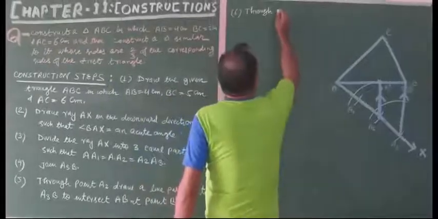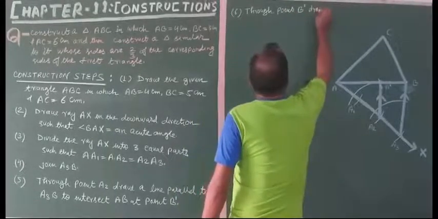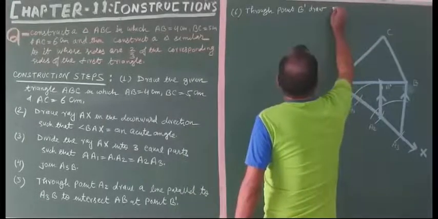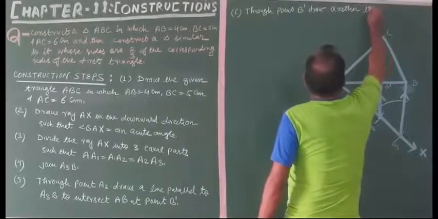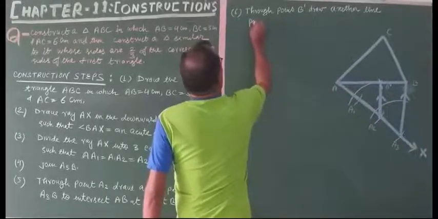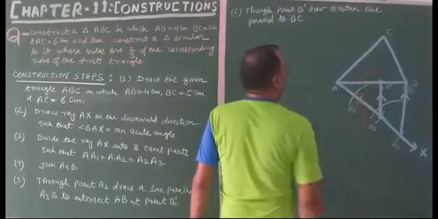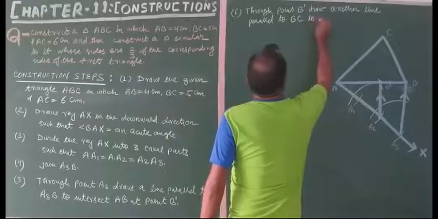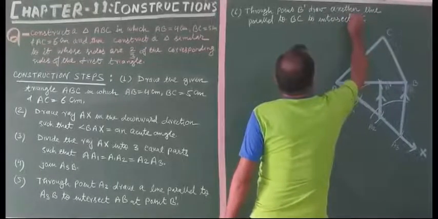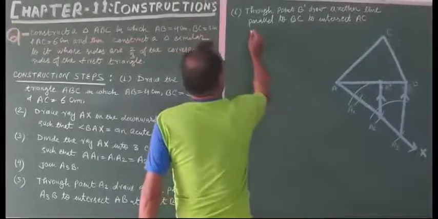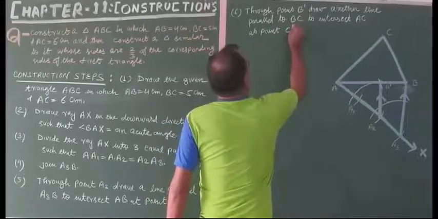Now in the next step, through point B dash, draw another line parallel to BC to intersect AC at point C dash.